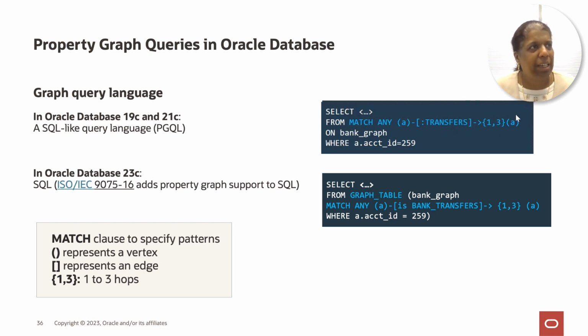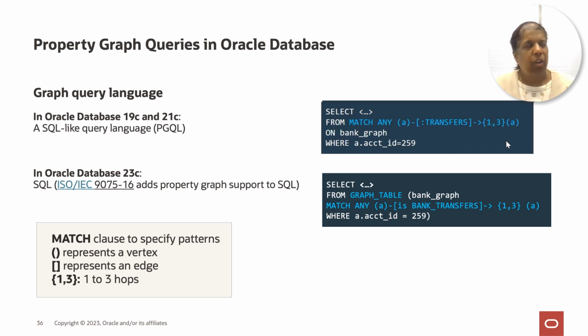So here you can see the line in blue is the match clause, which specifies the pattern. Anything in parentheses is a variable representing a vertex. So you have A here as the source, and you have A here as another vertex, the destination, and then you have 1, 2, 3 here in curly braces. What this is basically saying is start from A and end with A, so ending with the same account, but I want to find paths that are 1 to 3 hops long. When I'm starting and ending with the same account, that's a cycle. So are there cycles 1 to 3 hops long when the account ID is 259? That's basically what this query is asking.